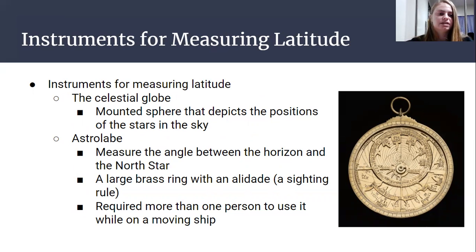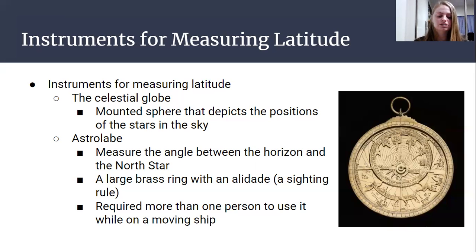And now we have the astrolabe, which measures the angle between the horizon and the North Star. And the North Star was the preferred star for measuring latitude because it is less than 1 degree from the North Celestial Pole. And so the astrolabe is a large brass ring with an alidade, which is a sighting rule.